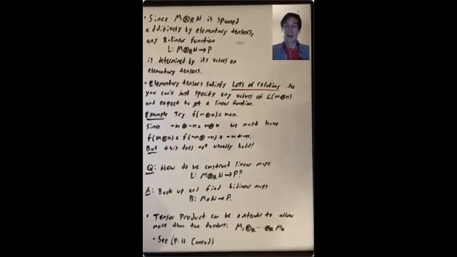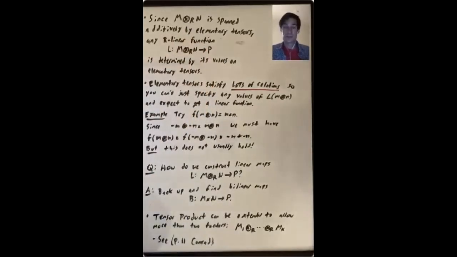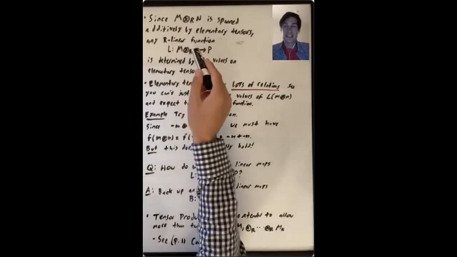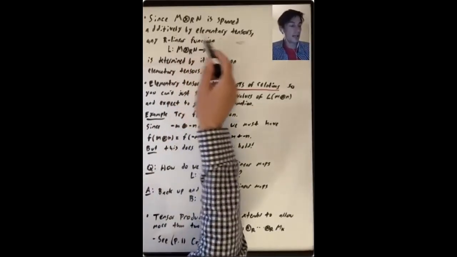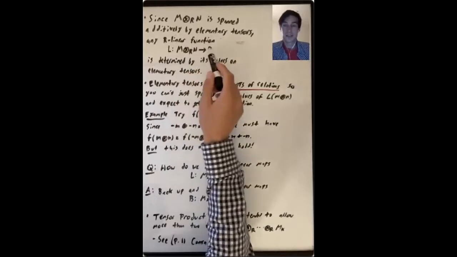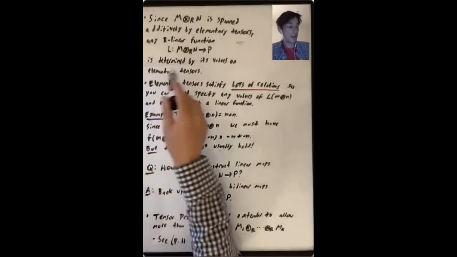I next want to talk about how to define linear functions from your tensor product to some other R module. And we know that we have this nice spanning set for the tensor product, the elementary tensors. We know not only is every element in the tensor product a finite R linear combination of elementary tensors, but in fact it is just a finite sum of elementary tensors. Either way, what that means is that every R linear function L from the tensor product to some R module P is determined by the values it takes on elementary tensors.